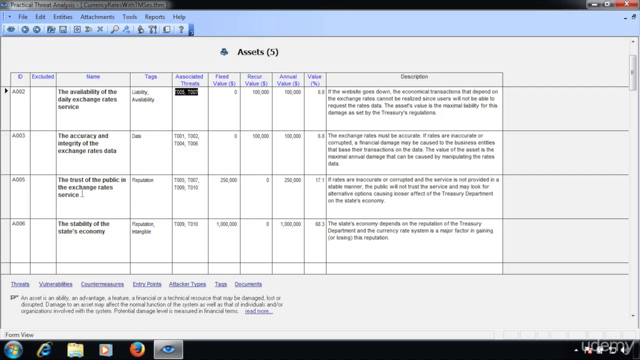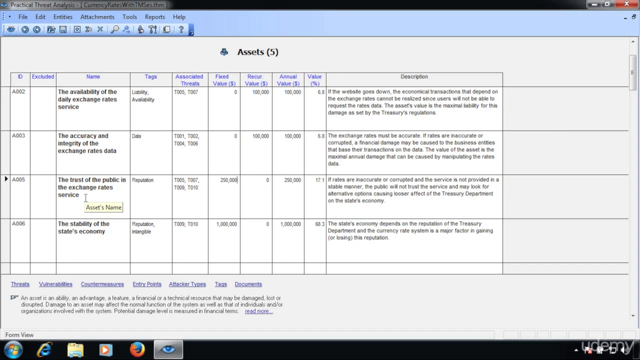So here's another one, trust of the public in the exchange rate service. So the trust of the people or our client in our company's exchange rate service. This is the link to the reputation, our company's reputation. If the rates were not accurate, the reputation of your company is going to go down, so people will not trust you anymore. This usually affects everything else.